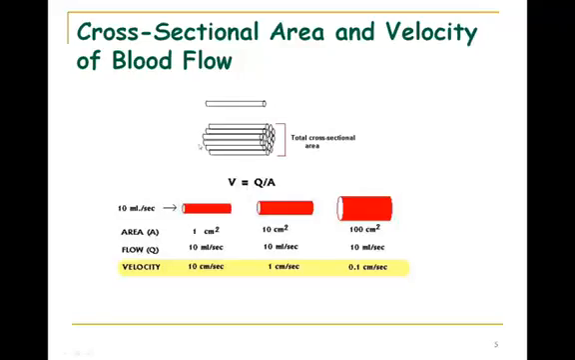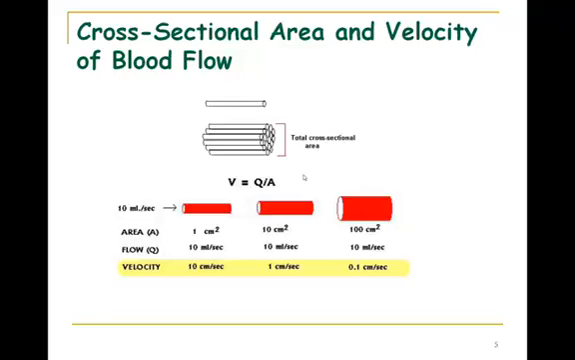Now, the A refers to total cross-sectional area. If you look at these little tubes, or these little cylinders, here we have one cylinder. We're going to say this represents your aorta, because you only have one aorta. These represent all your capillaries, and you've got lots and lots of capillaries. So your total cross-sectional area of your capillaries is much bigger than in your aorta. So what we're going to be looking at is a relationship between velocity, flow rate, and total cross-sectional area.